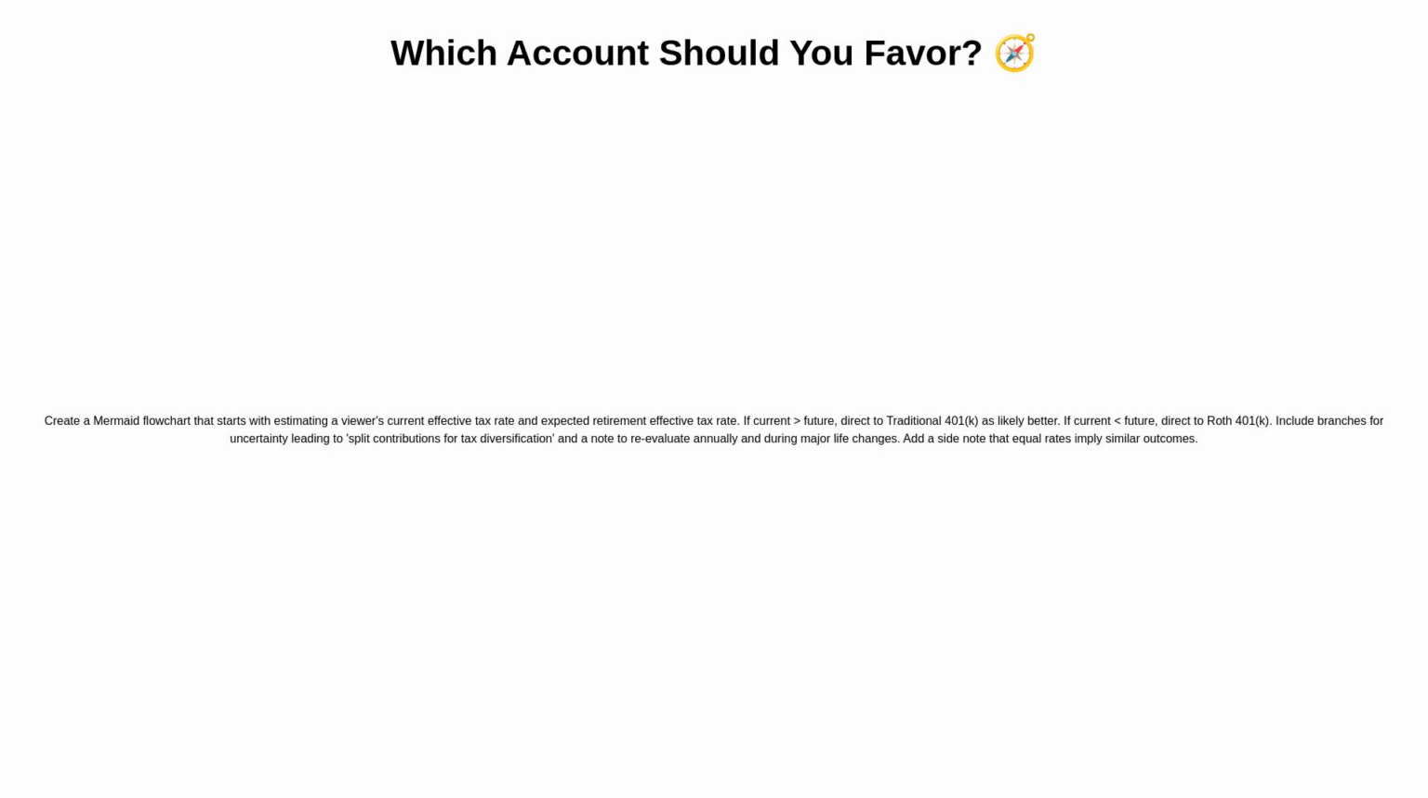This decision flowchart begins by estimating your effective tax rate today and your expected effective tax rate in retirement. If your current effective rate is higher than your future rate, the flow directs you toward favoring traditional contributions. Conversely, if your current effective rate is lower than what you expect later, the flow points toward Roth. If you're uncertain or the rates appear close, the chart suggests splitting contributions to diversify tax treatment.